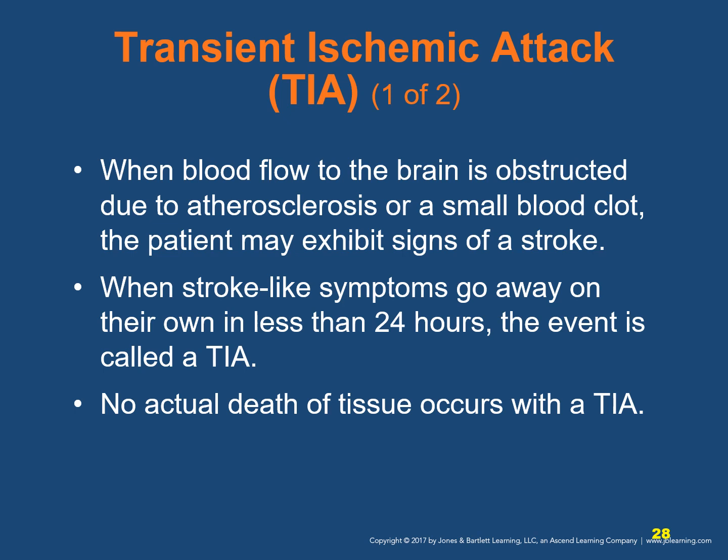Now there is this particular type of assault on the brain, which is called transient ischemic attack, also known as a TIA. When blood flow to the brain is obstructed due to atherosclerosis or a small blood clot, the patient may exhibit signs of a stroke. When stroke-like symptoms go away on their own and in less than 24 hours, the event is called a transient ischemic attack. Some patients call these mini strokes. No actual death of tissue occurs with a TIA.